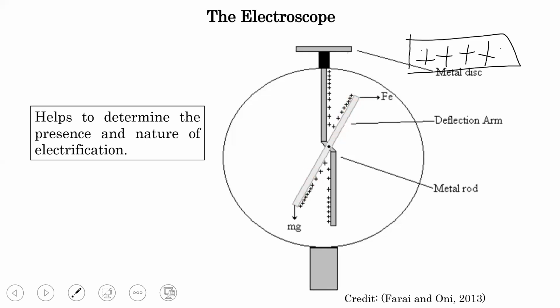If the magnitude of the charges that have entered this place is large, then you would expect the deflection to increase. And if it is just a small amount of charges that flowed into the metal rod and deflection arm, it will only deflect a little. So the angle of deflection helps to quantify the amount of charges given to the metal disc.